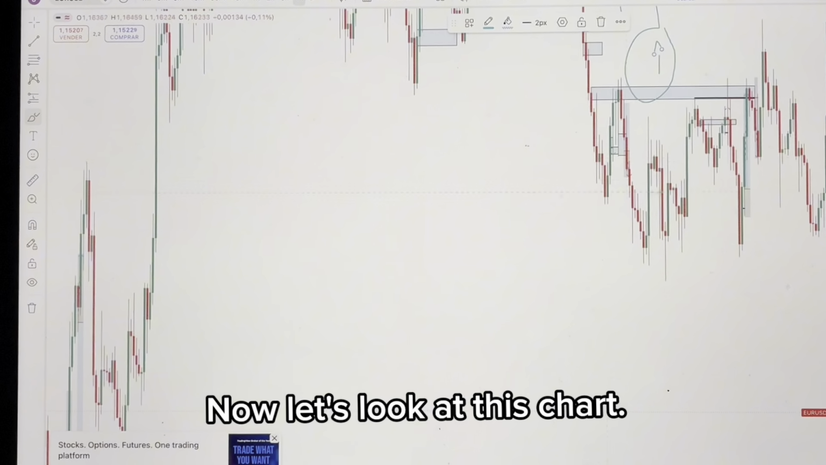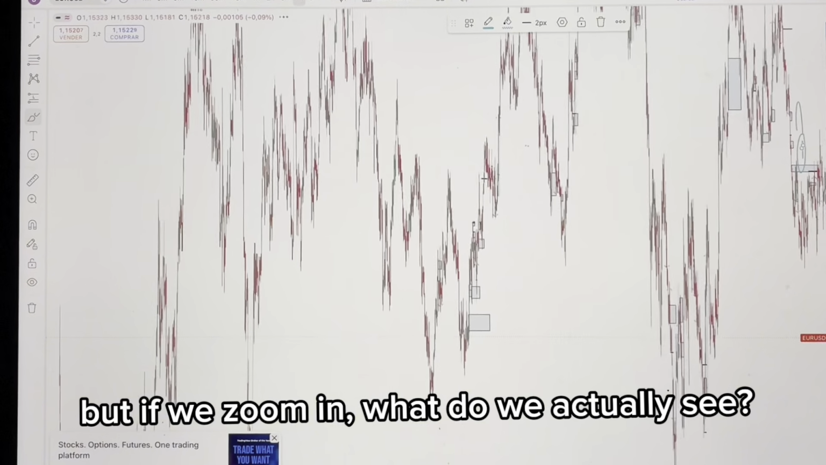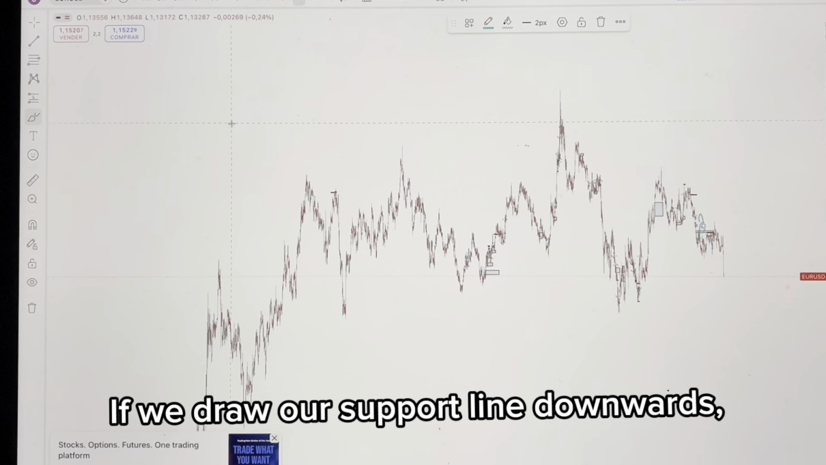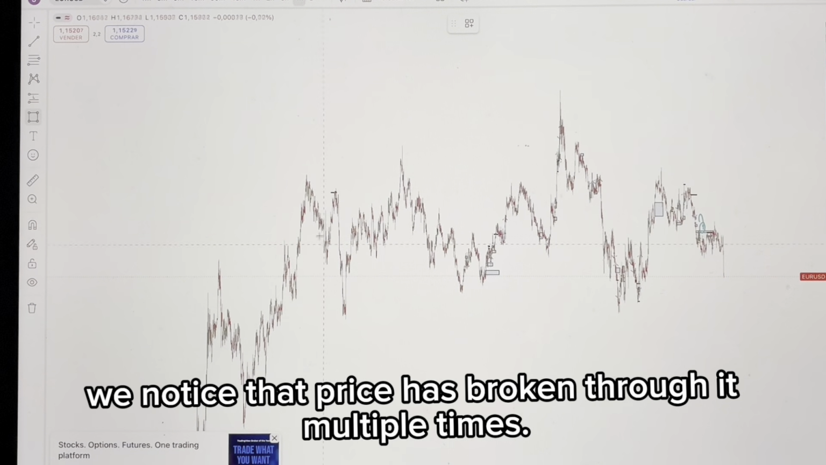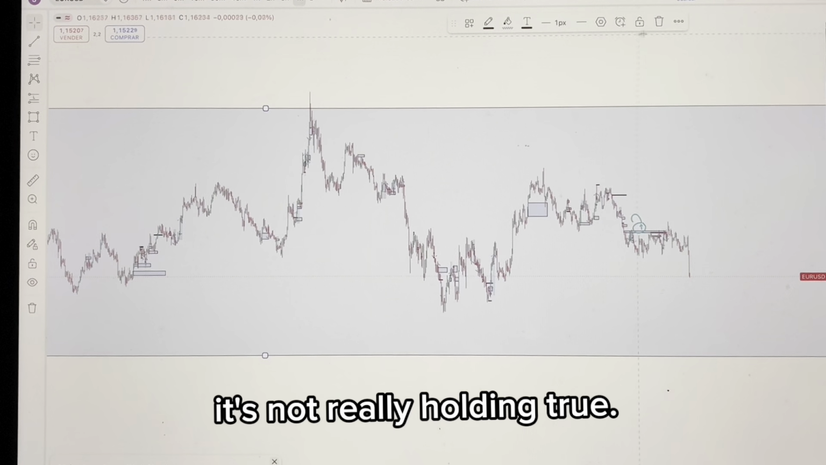Now let's look at this chart. It looks like there might be a downtrend forming. But if we zoom in, what do we actually see? If we draw our support line downwards, we notice that price has broken through it multiple times. So even though it seems like a downtrend initially, it's not really holding true.